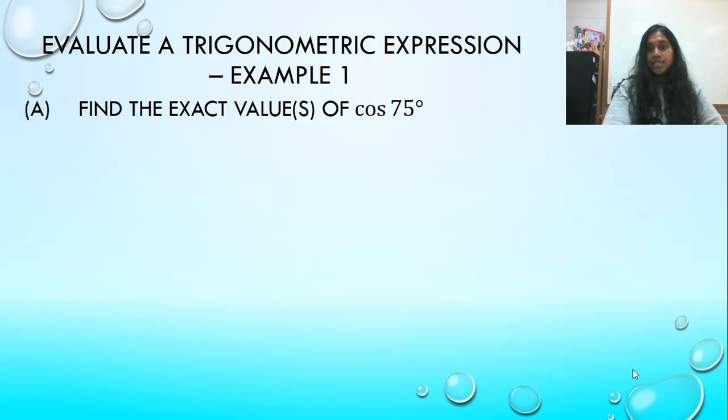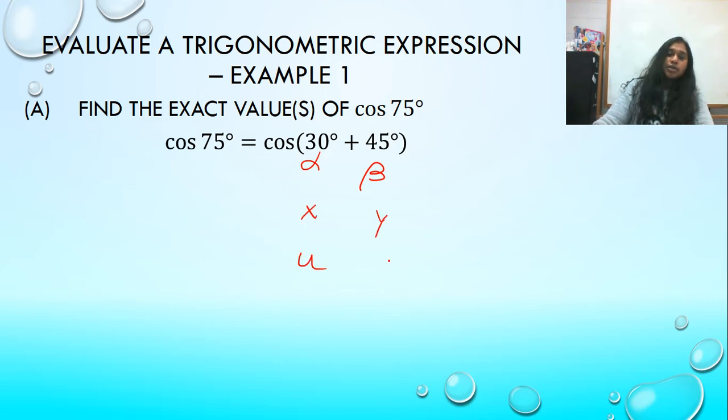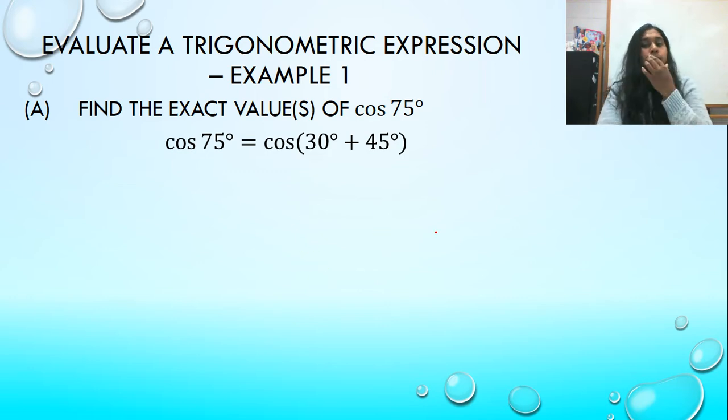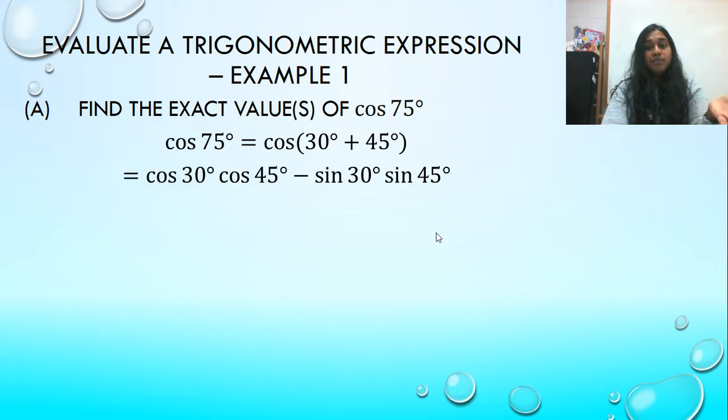So let's start with a very easy question. The cosine of 75 degrees. 75 degrees is not on the unit circle. However, 30 and 45 are. And since 30 plus 45 is equal to 75, I can split it up like this. This becomes my alpha and my beta, or my X and my Y, or my U and my V, whatever makes sense to you. So that's my sum identity. I'm going to use U and V, and I plug it in.